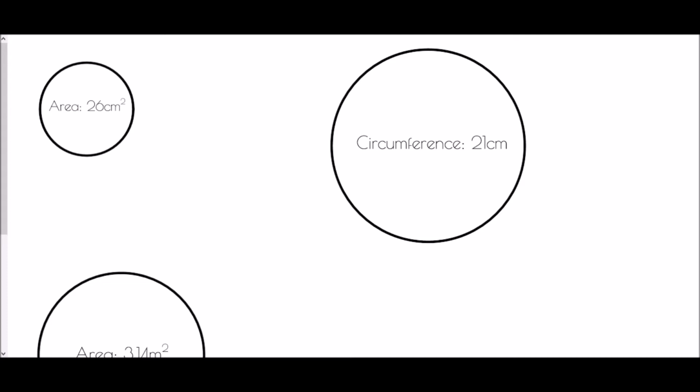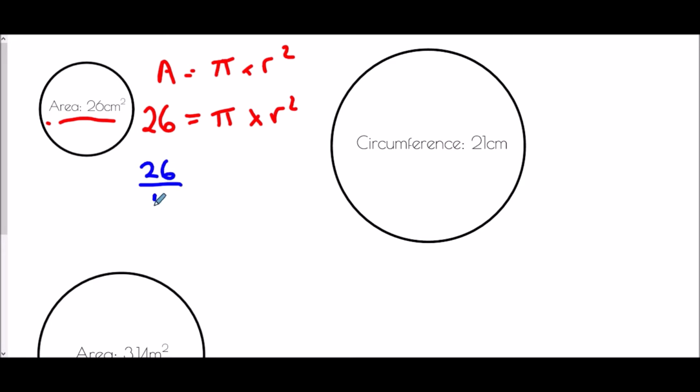So in the first question we've been told what the area is, and the area is pi times radius squared. In this case we've been told that the area is 26. The pi is always there, and the r squared will also be there too. What we're basically trying to do here is solve this equation to get r all on its own. The first thing we're going to do is divide by pi. So 26 divided by pi equals r squared.